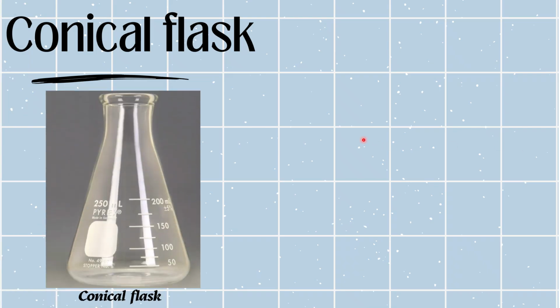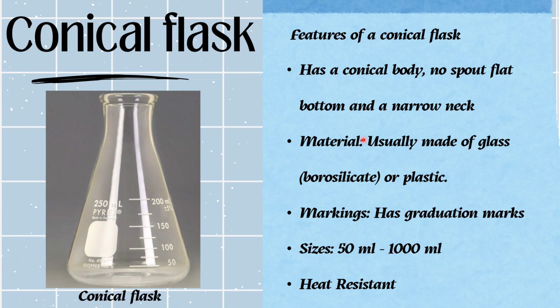Lastly, we are going to understand another apparatus, that is the conical flask. This is how a conical flask looks, and these are the features. As you can see, this conical flask has a wide body at the bottom and a narrow neck at the top. This narrow neck makes it easy to hold in hand and swirl it, and it has a flat bottom so that we can easily keep it on the surface.